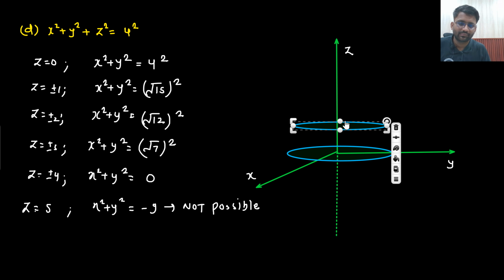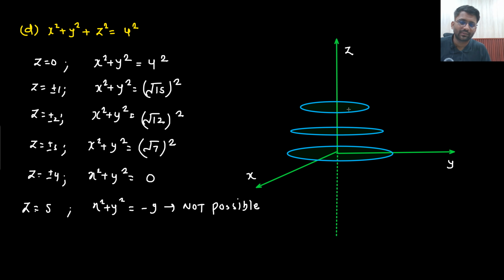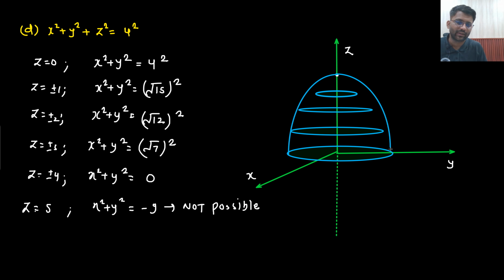Then a bit lesser, right? Then under root 12 a bit more lesser. The radius is just going down and down, and then under root 7 more less. And then finally 0 radius when z is equals to 4, right? So this kind of scenario we will be getting. And similarly downward as well.